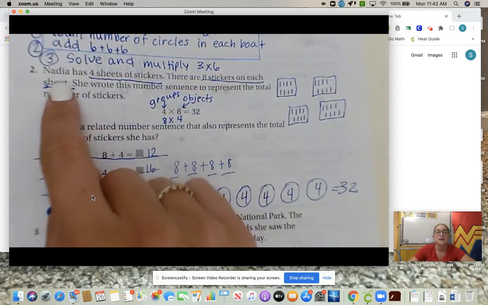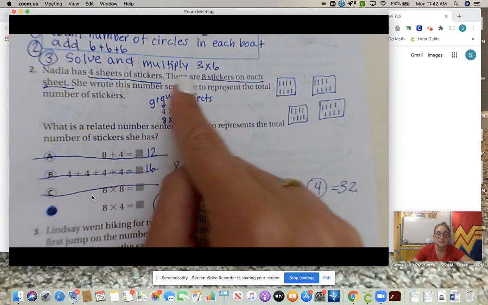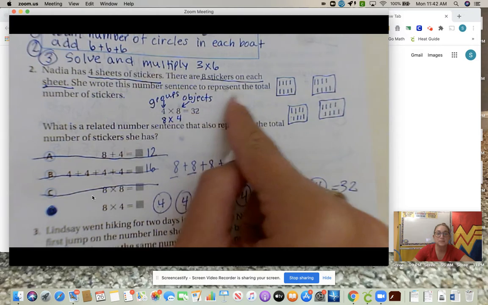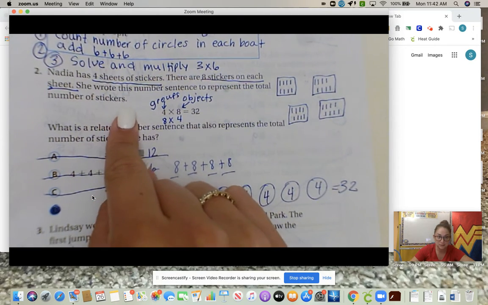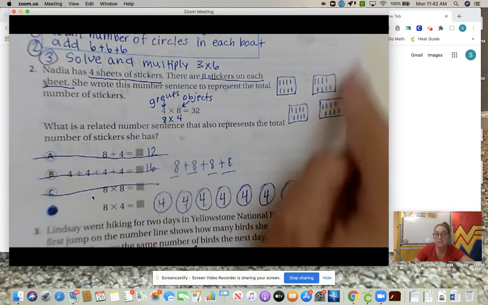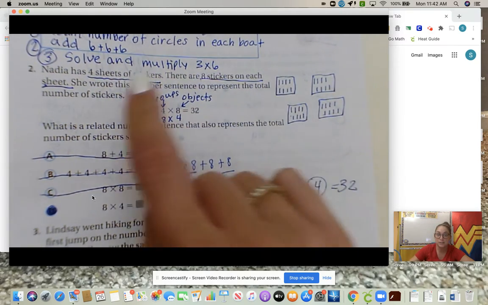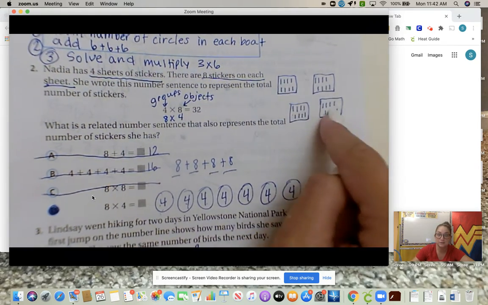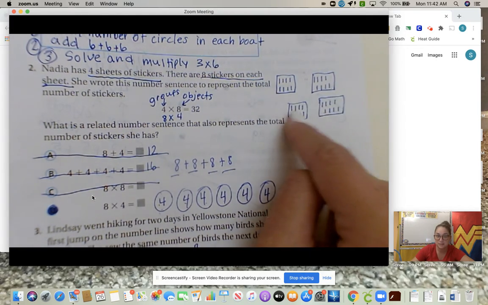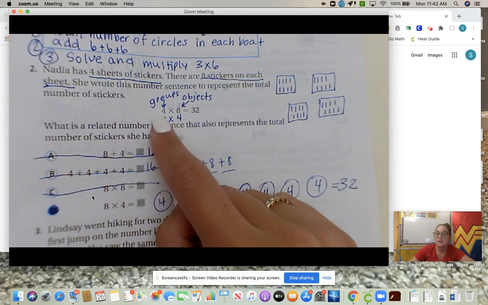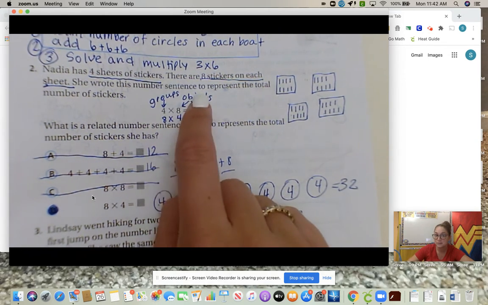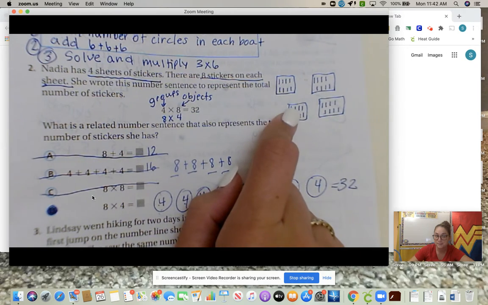Number 2. Nadia has 4 sheets of stickers. There are 8 stickers on each sheet. She wrote this number sentence to represent the total number of stickers. Okay. So I had everyone draw a picture. So here are the 4 sheets of stickers. 1, 2, 3, 4. There are 8 stickers on each sheet. So I drew 8 lines, 8 lines, 8 lines, 8 lines. To show how I did this, the first number is always the groups. Second number is always the objects in each group.